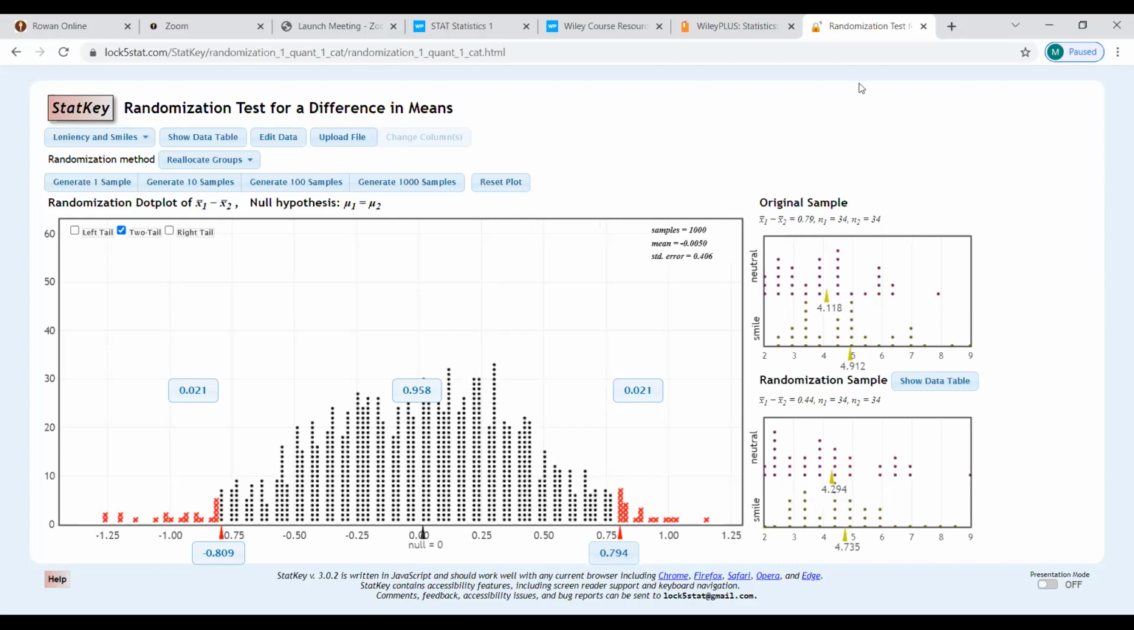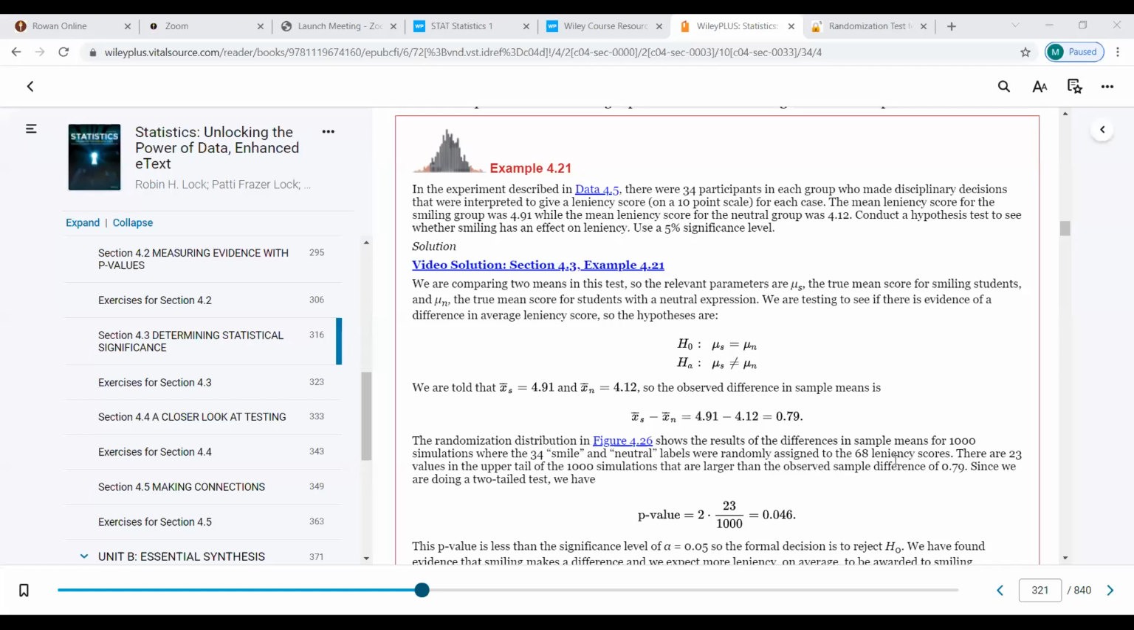And then if we go to the textbook, they get something a little bit different, but it's the same idea. Back to the textbook. There we go. Now this is slightly different. They have 0.046. That's probably because they have a different randomization distribution they came up with. But it's very close to what I came up with, 0.042. And that is the p-value.